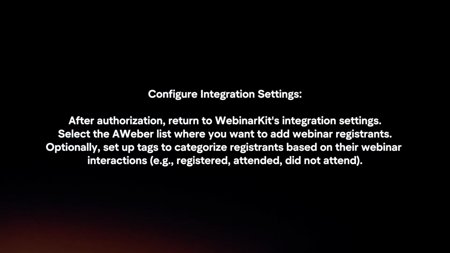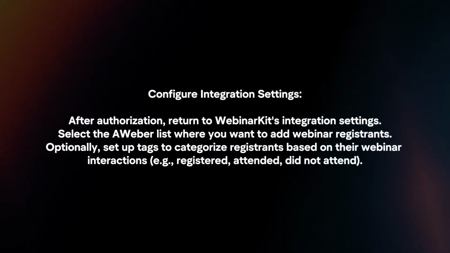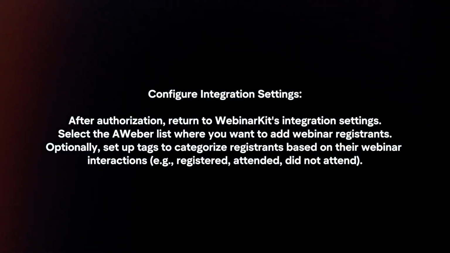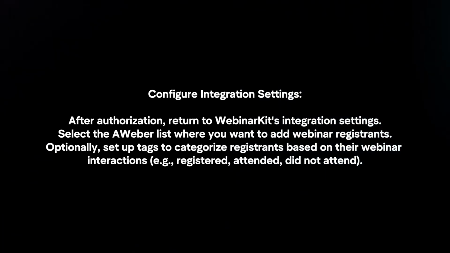Configure integration settings. After authorization, return to WebinarKit integration settings. Select the AWeber list where you want to add webinar registrants. Optionally, set up tags to categorize registrants based on their webinar interactions.